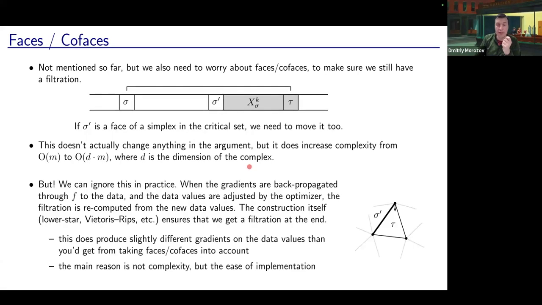But in reality, we can ignore this in practice, because what will actually happen is that we identify the critical set, it gives us a gradient, and we backpropagate it to the actual data. So for example, we're moving points in the point cloud or changing the values of the function. Once we take a step and make an update, we have to recompute the function, because it's still an iterative optimization process. And when we recompute any one of these constructions, it will ensure by construction that the faces come before the cofaces, so you will always have a filtration. So it's something to worry about in theory, but not in practice.